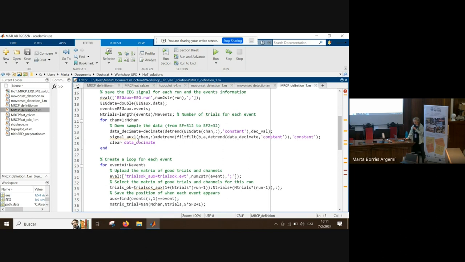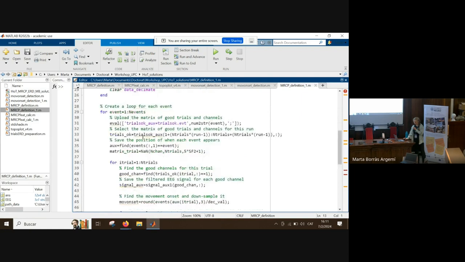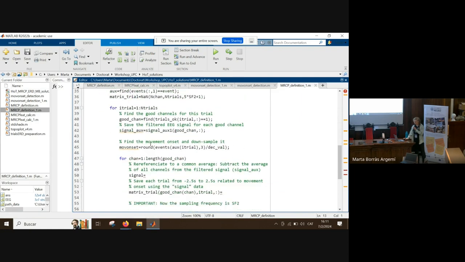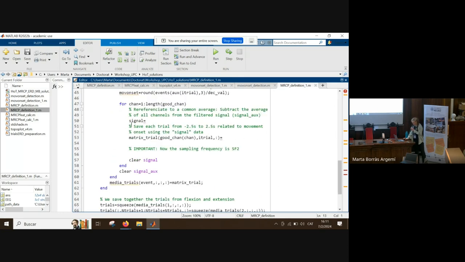Once we have this data filtered, for each trial inside each event we want to re-reference the signal, and then select the trial that we will use, which is inside a window of minus 2.5 to 2.5 seconds aligned with the movement onset. How do we do that? We do a common average reference. What we need is to subtract the mean of all the channels, the average of the information of all the channels, from each channel.